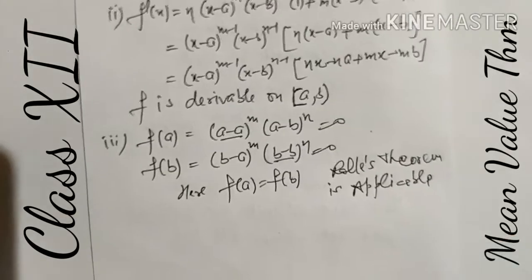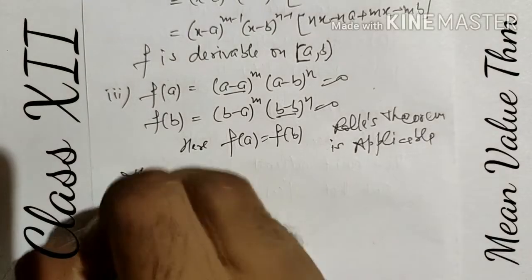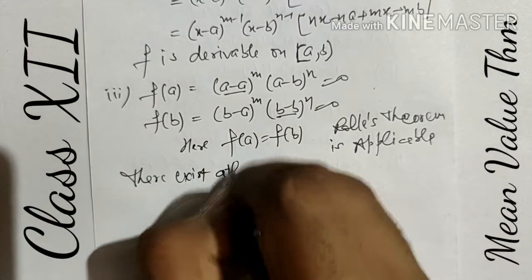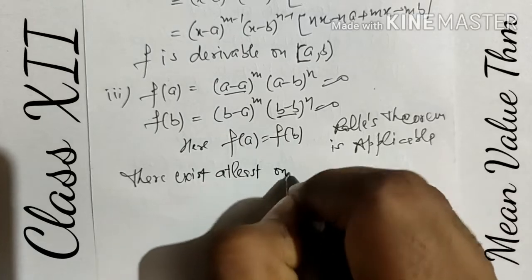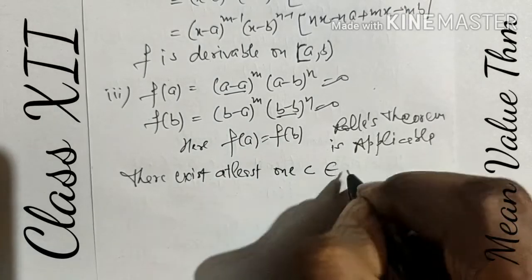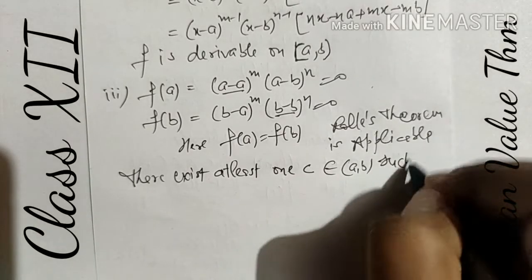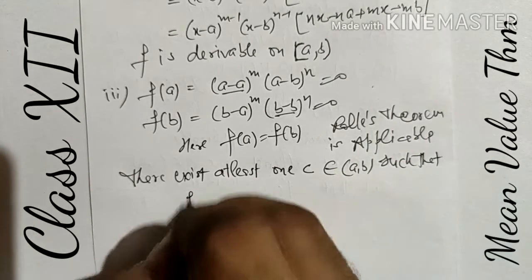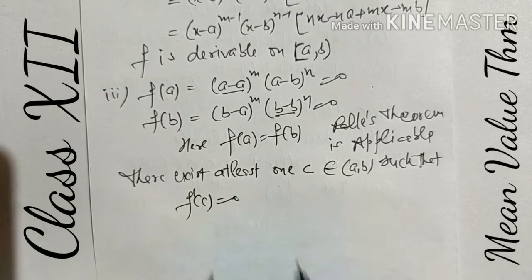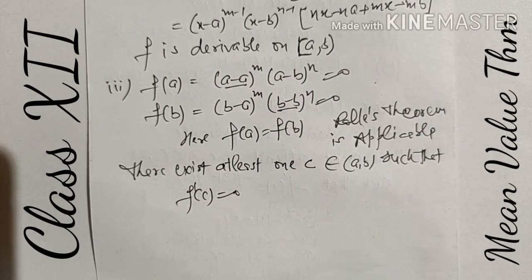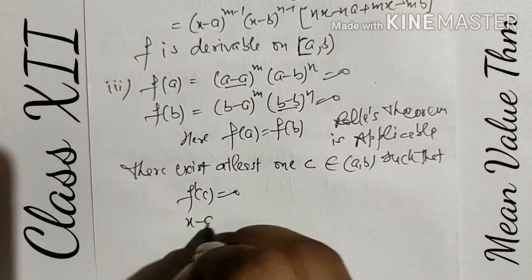There exists at least one c belongs to interval such that f dash c should be 0. Because in Rolle's theorem, f dash c is always 0. It is given by this one.